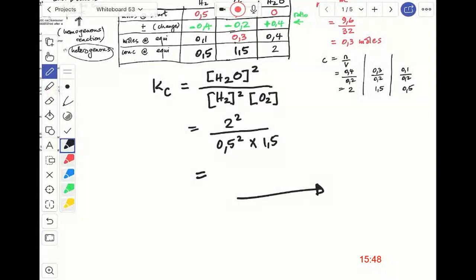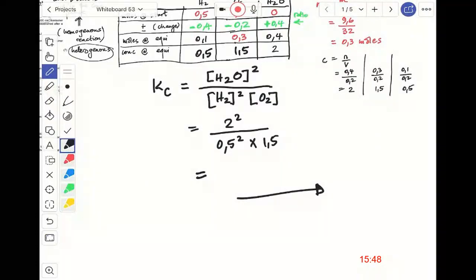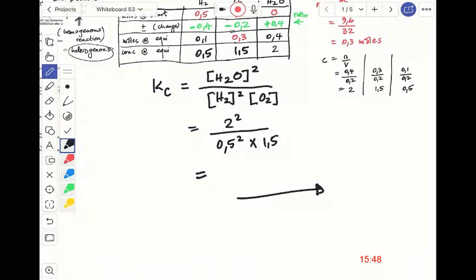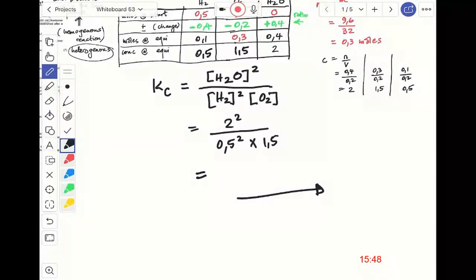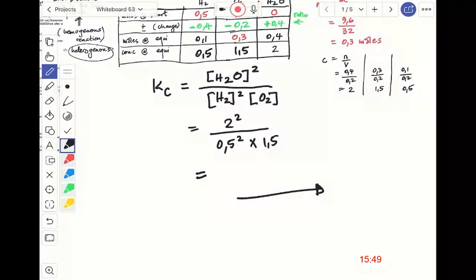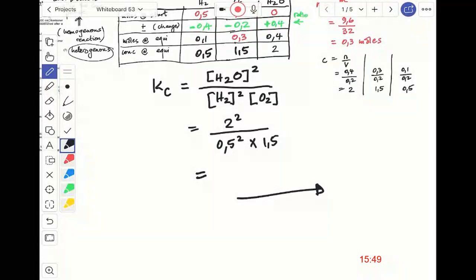And remember, Kc does not have units. Just taking out my calculator, and I go and I calculate 2 squared divided by 0,5 squared times 1,5 equals, and we get an answer of 10,67.